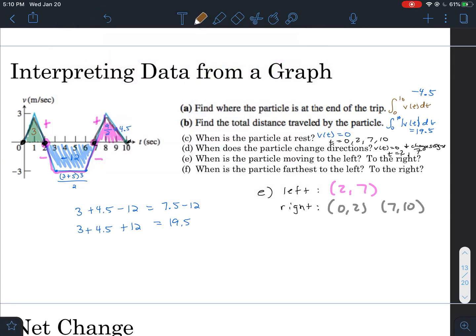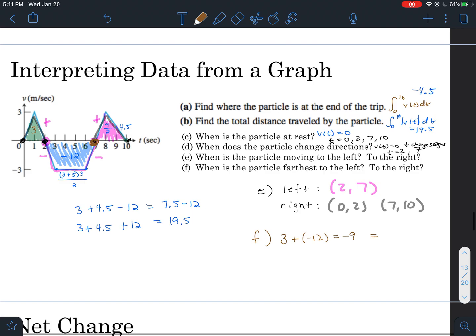When is the particle furthest to the left? It is furthest to the left at 7, because that is when the displacement is going to be 3 plus negative 12. So at 7, the displacement is negative 9. So that happens at time t equals 7.